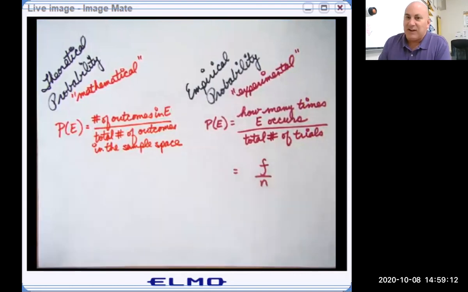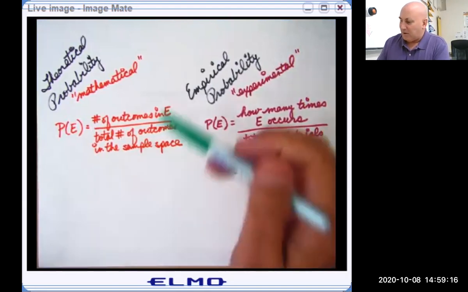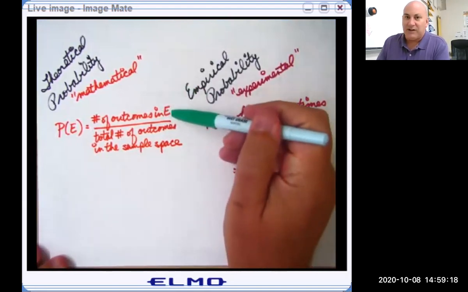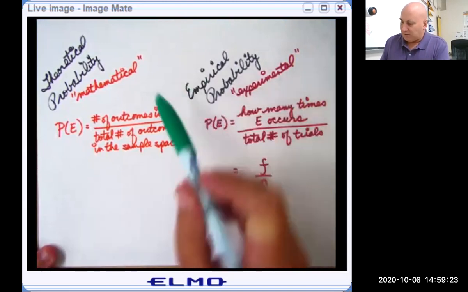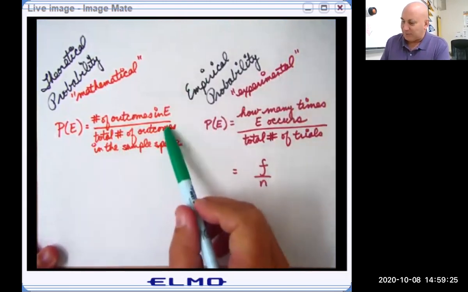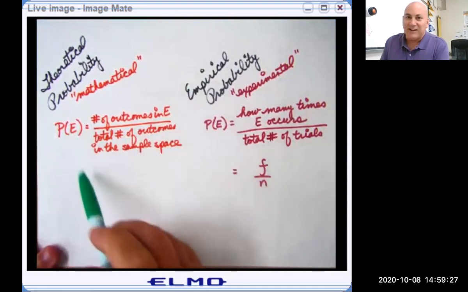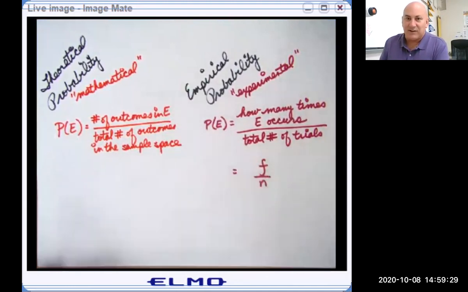For instance, let's say E is rolling an even number on a die. Well, how many outcomes are there in E? Well, you can roll a 2, 4, or 6. That's 3. There are 6 items in the sample space. So the probability of getting an even number would be 3 out of 6.